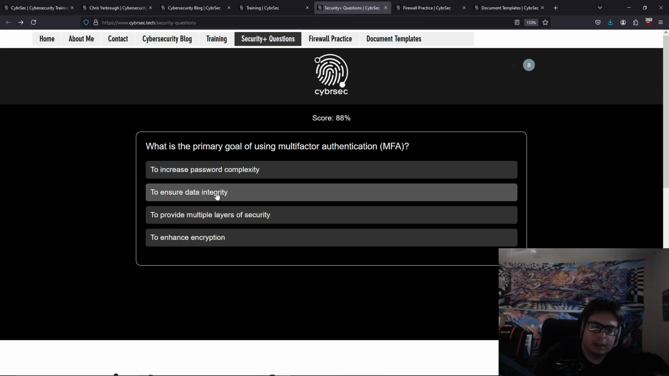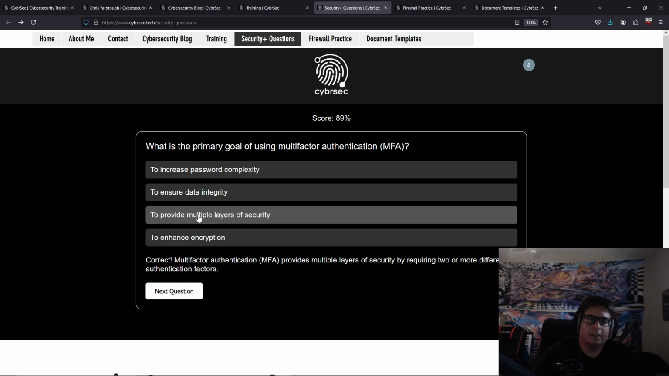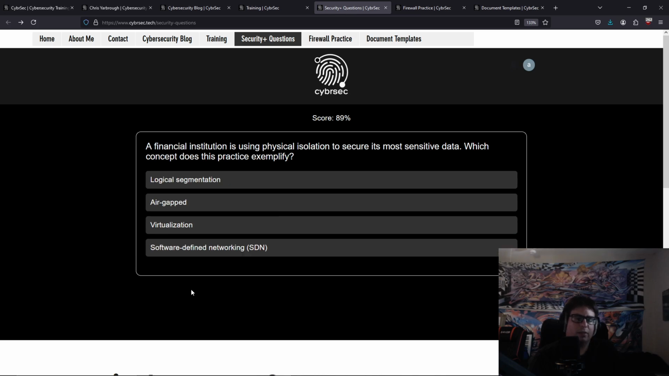It's not encryption, it's not hashing, and it's not a passive complexity. So multiple layers. Correct. MFA provides multiple layers of security by requiring 2 or more different authentication factors.